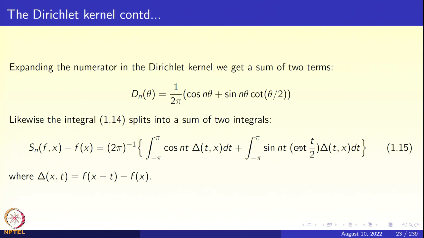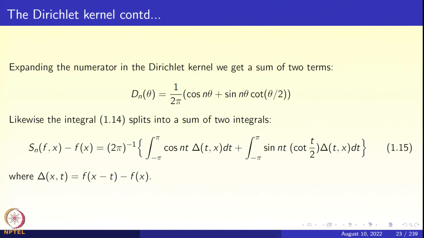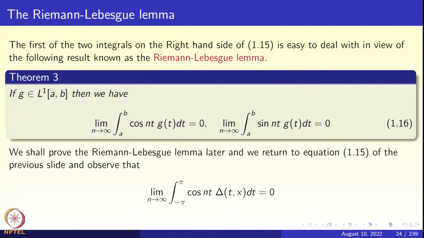All right, let's move a little ahead. The first thing that we should do is to prove what is called the Riemann-Lebesgue lemma. To handle the first piece, integral minus pi to pi cos nt times delta(t,x) dt, again, let's assume f is continuous so that delta(t,x) is a continuous function of two variables. Now this first integral is an innocent piece. Why is it innocent? Why would it straight away go to 0 as n tends to infinity? Because of the next lemma called the Riemann-Lebesgue lemma.